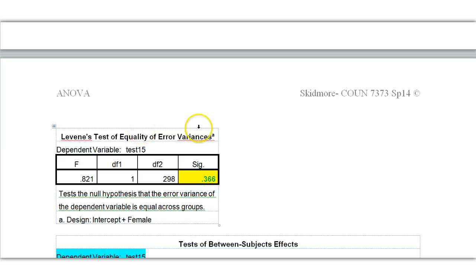Here we have our Levene's test for equality, and underneath it tells you what the null is, that the error variances of the dependent variables are equal across the groups. In other words, homogeneity of variance. And you can see that it is not statistically significant, which means that you will not reject the null, which is what you want. You don't want to reject the Levene's, because then that's telling you that the error variances are not equal.